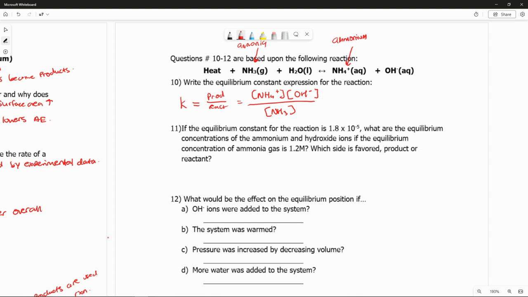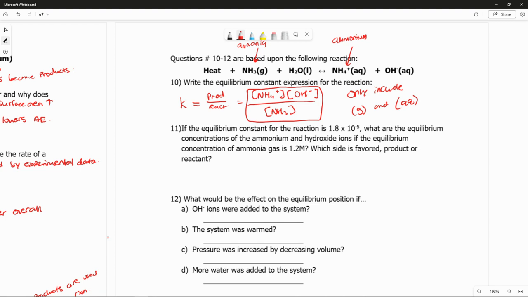The reason why we are not including water or heat is because heat is a numerical value and water is liquid. We only include in our K equilibrium constant expression the aqueous species and gases. So NH4 is aqueous, hydroxide is aqueous, NH3 is a gas. We only include gases and aqueous solutions. And so this is going to be our equilibrium constant expression.